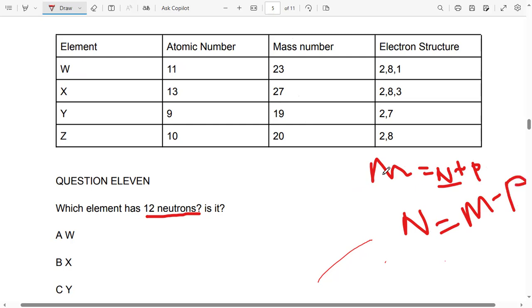Okay, so let's find the element with 12 neutrons. When I do 23 minus 11, what am I going to get? I'm going to get 12. So this would be 2, and then this would be 1. So this element W has 12 neutrons, so you pick A as your answer. If you subtract any of the others, none of them is going to give you 12. So the best answer here is A, which is W.